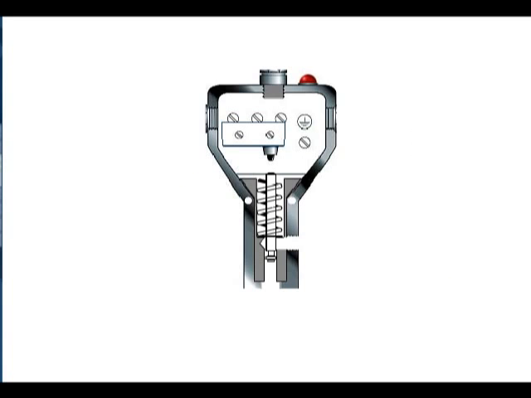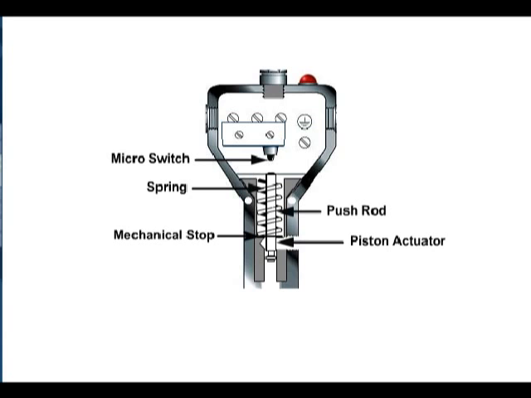In this learning, there are two types of pressure switches, the board-on-tube switch and the piston switch, shown here. This pressure switch consists of a micro switch, a spring, a mechanical stop, a push rod, and a piston actuator. External lights are often used to indicate that the switch has been activated.